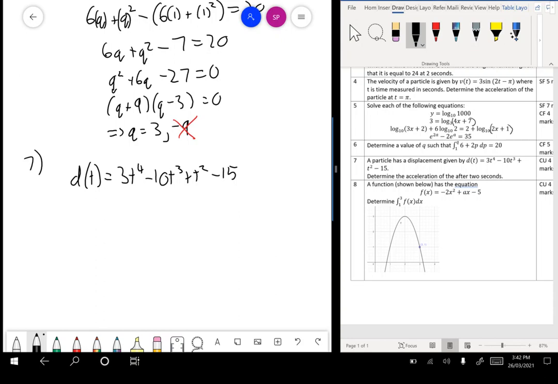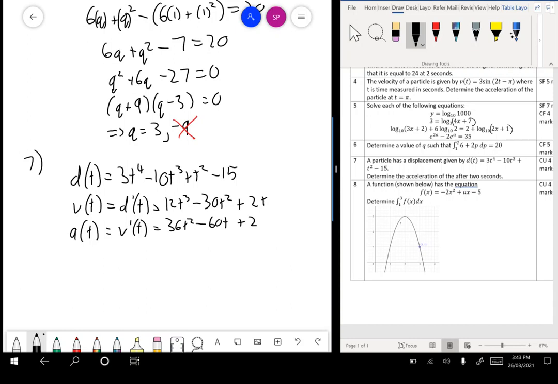Okay, so that's my displacement. My velocity compared to time is just the derivative of my displacement compared to time. And the derivative of that line above is just going to be, well, the power drops down, 12t^3 minus 30t squared plus 2t, and then that 15 disappears. Then my acceleration compared to time is just equal to the velocity differentiated. So that'll be 36t squared minus 60t plus 2.